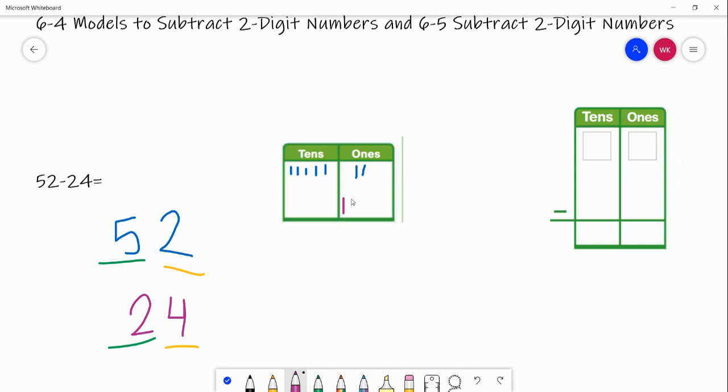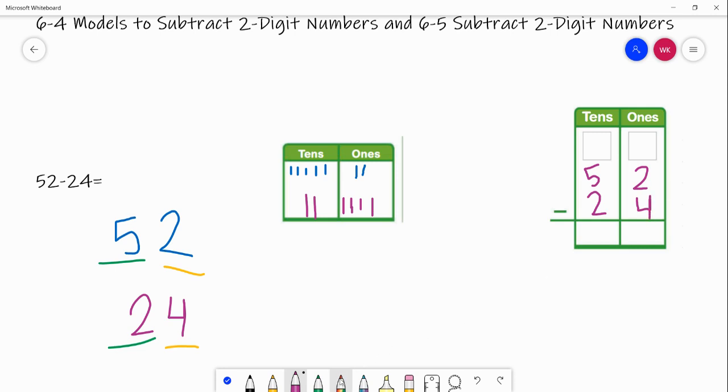So already looking at it right now, we should know that we need to regroup because we have 2 up here and we have 4 down here. So we know that we're going to have to regroup in this problem because 2 is smaller than 4. So I'm going to go ahead and put these numbers over here. 52 minus 24.